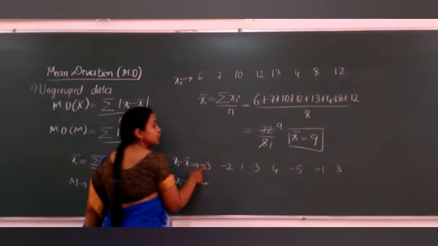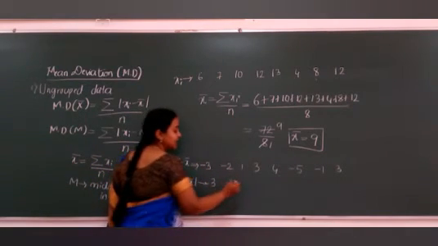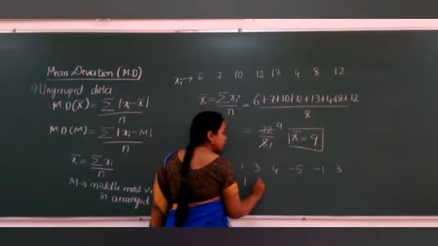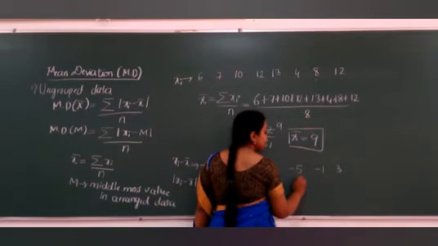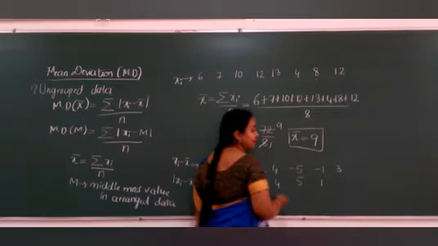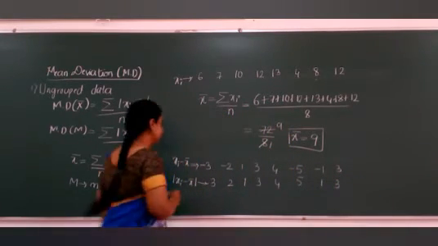So what is the modulus of minus 3 then? It is plus 3. Modulus of minus 2 is plus 2. Modulus of 1 will remain plus 1 itself. Modulus of 3, 3. Modulus of 4, 4. Modulus of minus 5, plus 5. Modulus of minus 1, plus 1. Modulus of plus 3, it is plus 3 itself.